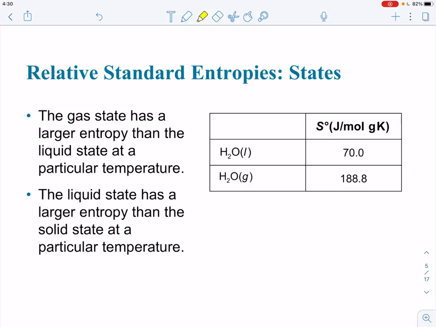We have the same substance, water. One is in the gas phase and the other one is in the liquid phase. Qualitatively, we already knew that water in the gas phase will have a higher entropy than water in the liquid phase, but now we are assigning numbers to those. So whenever you are comparing the same substance in different states of matter, the gas will be larger than the liquid, which will be larger than the solid.